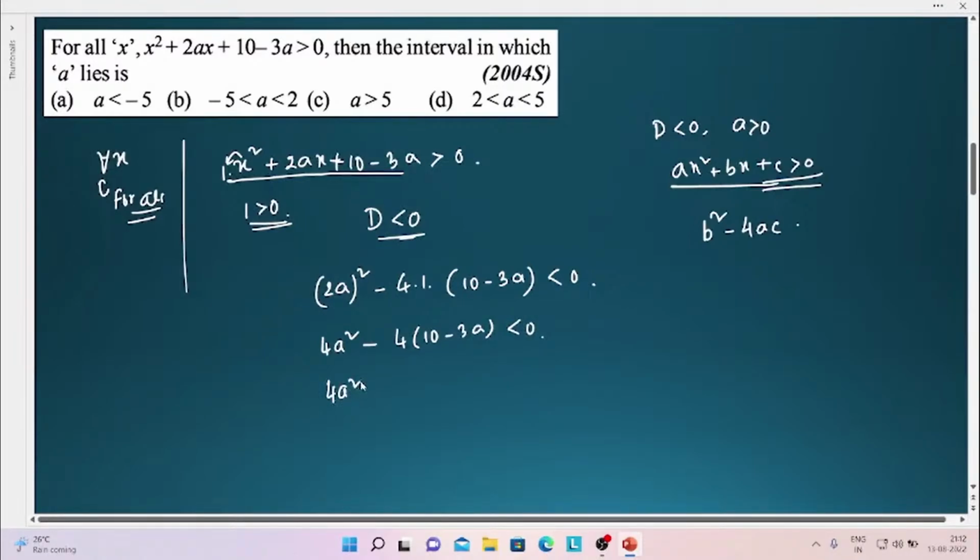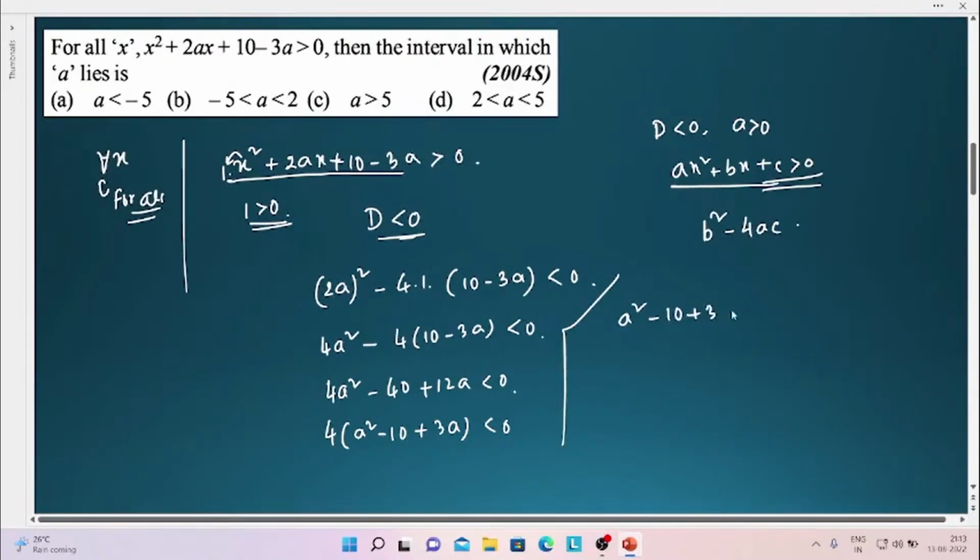So it will be 4a square minus 40, and it will be 12a, which is less than 0. So I can take common 4, so it will be a square minus 10 plus 3a, which is less than 0. If I divide both sides by 4, since 4 is a positive number, the inequality sign will not change, so it will become a square plus 3a minus 10 less than 0.